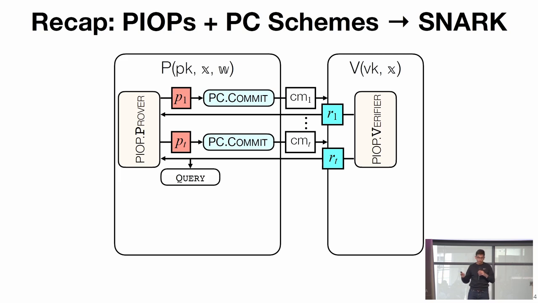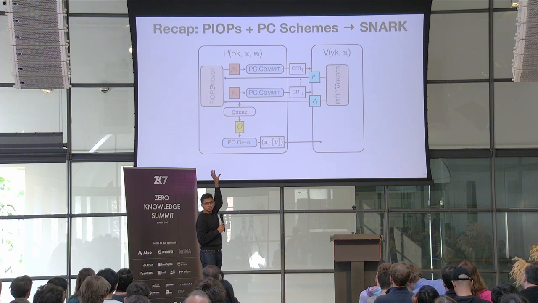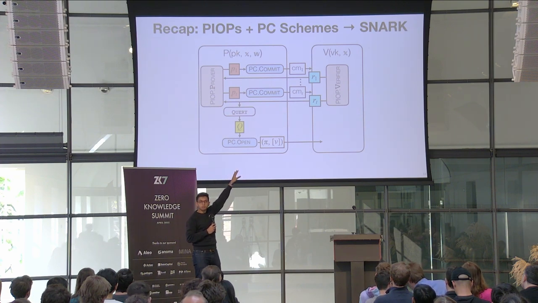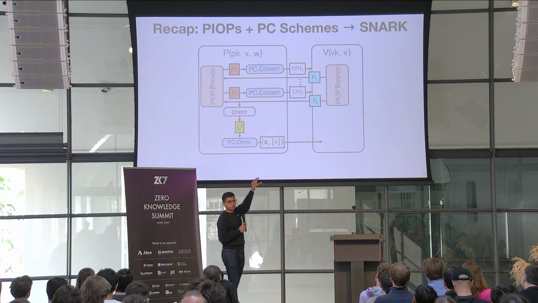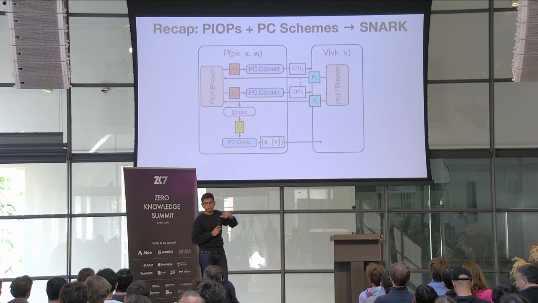You repeat this for a bunch of rounds, you get some commitments, okay? And then comes the query phase, where you have to prove that these committed polynomials, when you evaluate them at some query set, the evaluations are correct. Okay. This is a whirlwind overview. You don't need to understand too much. But the takeaway is that you produce the polynomials and you commit to them. Okay, and then you later prove that those committed polynomials evaluate to whatever you claim they evaluate.